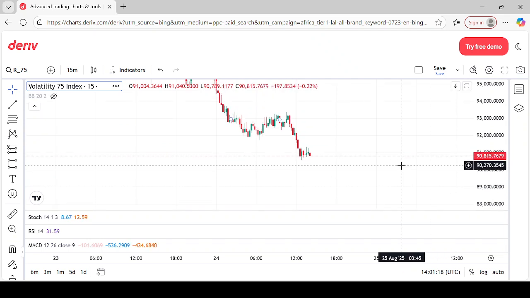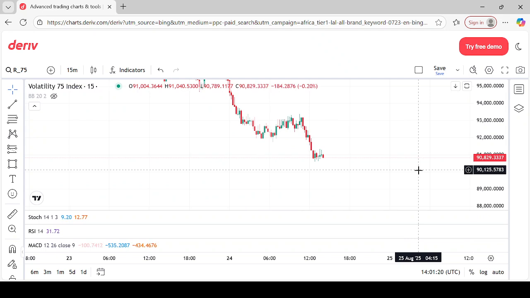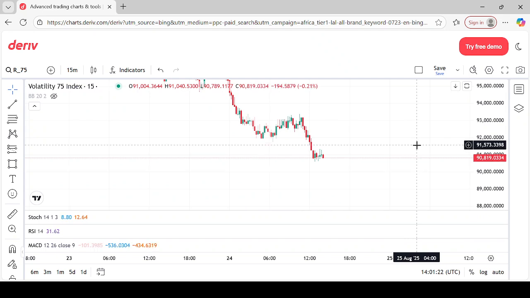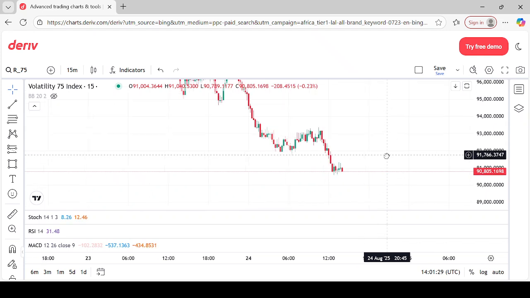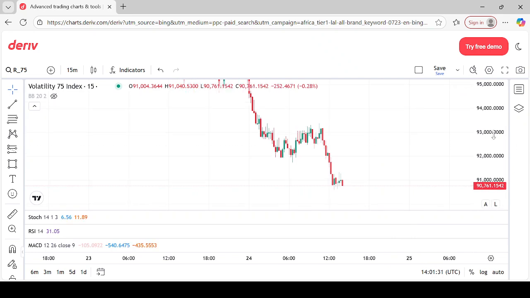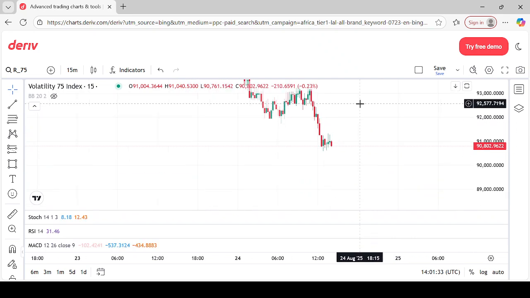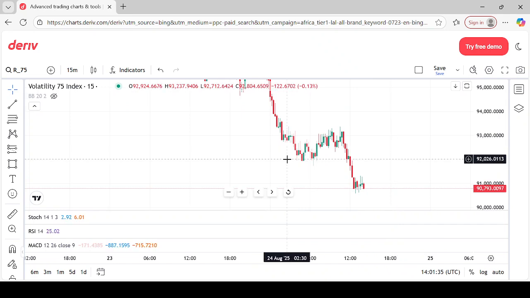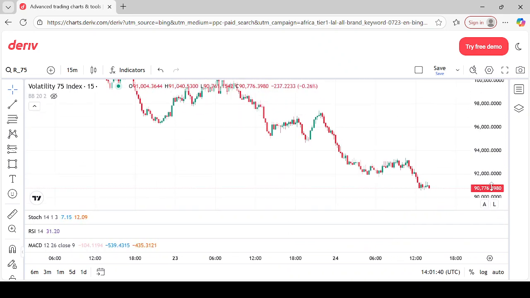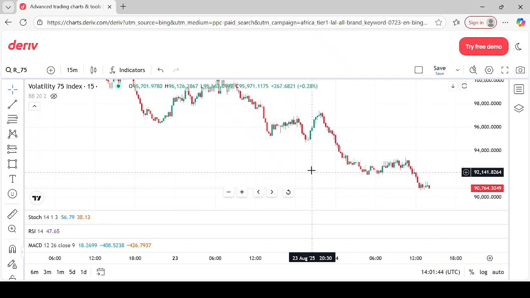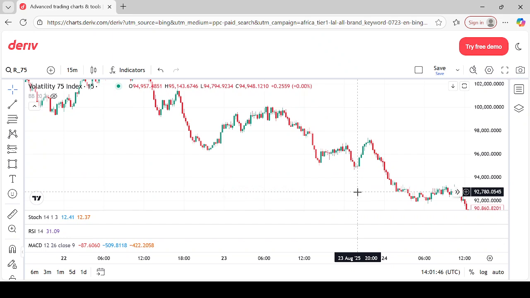Another unique aspect of the Volatility 75 is its accessibility. Unlike traditional markets tied to specific hours, this index operates 24 hours. This flexibility allows you to trade across different time zones and respond to market changes whenever they occur. However, activity levels can vary throughout the day, with peak volatility often aligning with major global trading sessions.